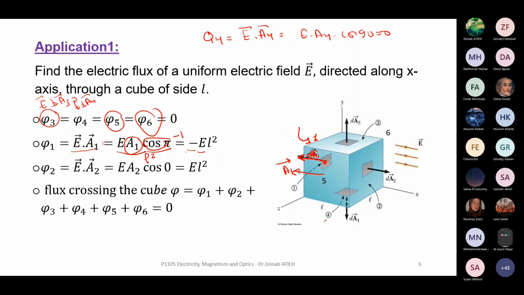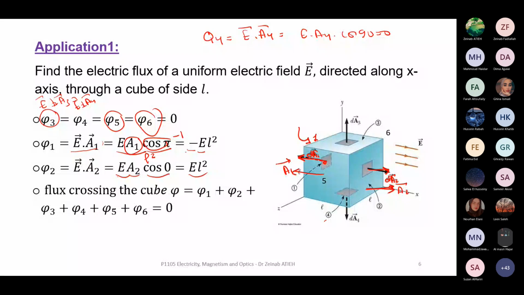Let's do now phi 2, which is the flux crossing area 2. I have drawn already dA2. dA2 is the same as A2, they have the same direction. They are both perpendicular to the flat surface. So A2 has the same direction, I've drawn it like this. So A2 has the same sense as E. Okay, so we will get E A2 cosine 0, and we will get E L square, because the area for sure is L square.